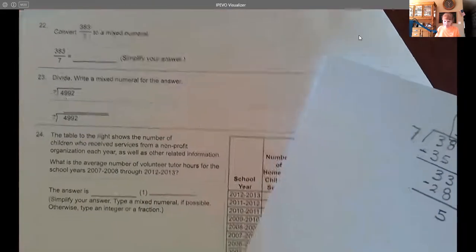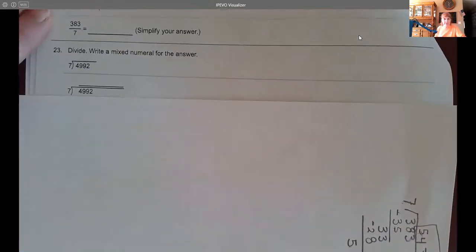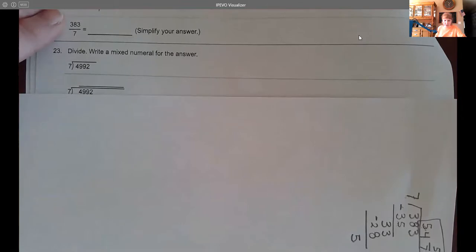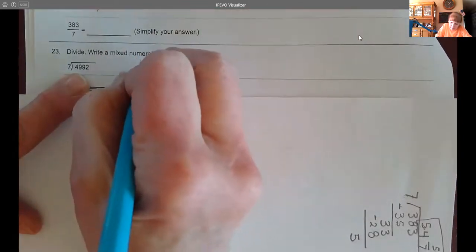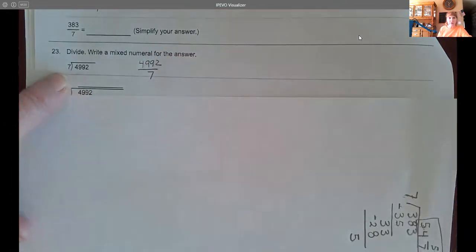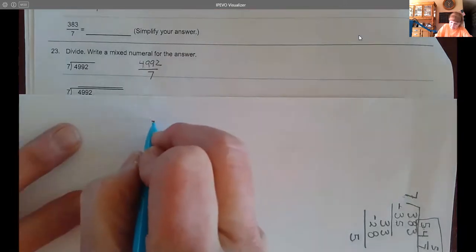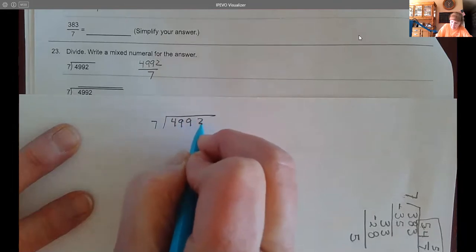Okay. Number 23, they just kind of set it up for you. Here, you know, it's the division. It could have been written 4992. All right, write that as a mixed numeral. So we'll go ahead and do that. Shouldn't be too bad. We'll see.